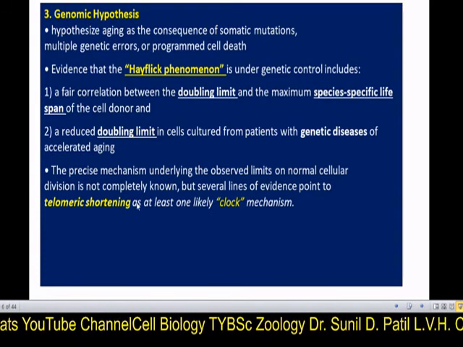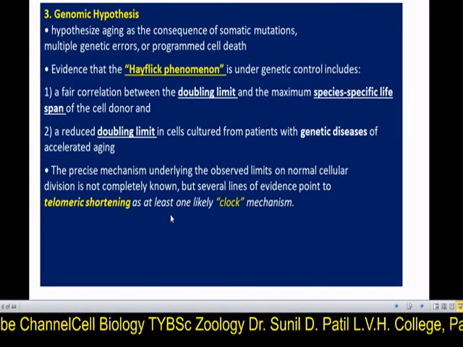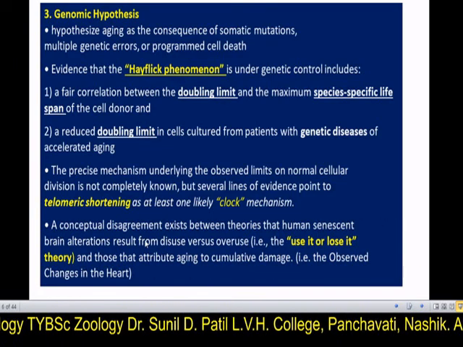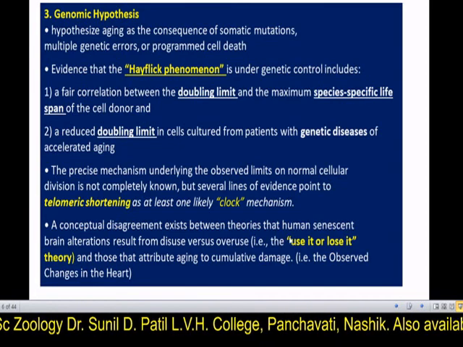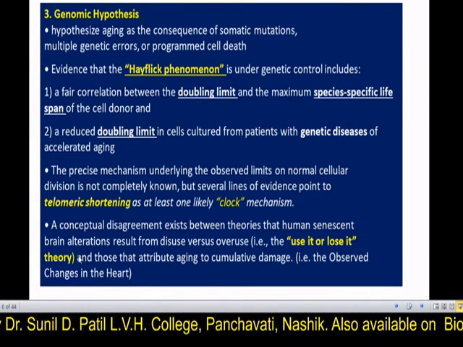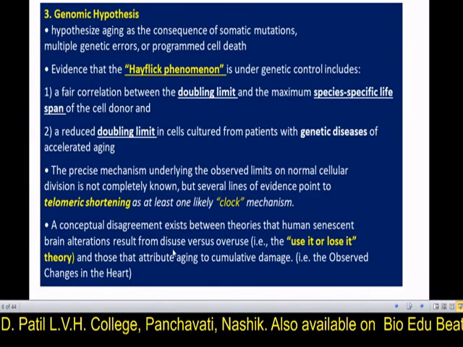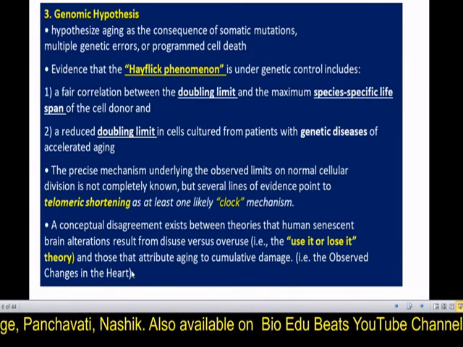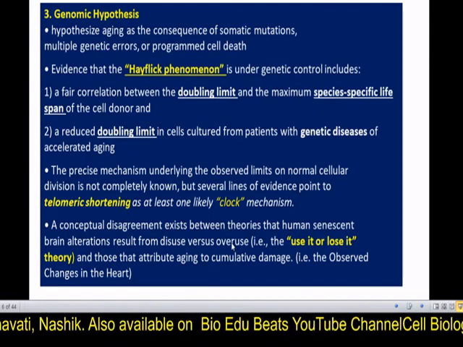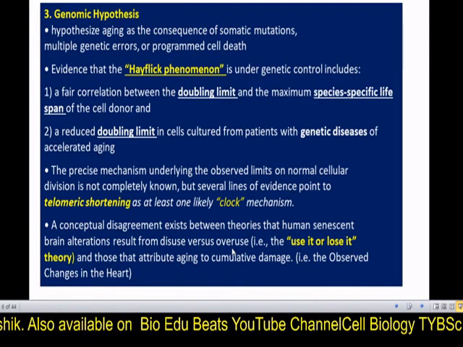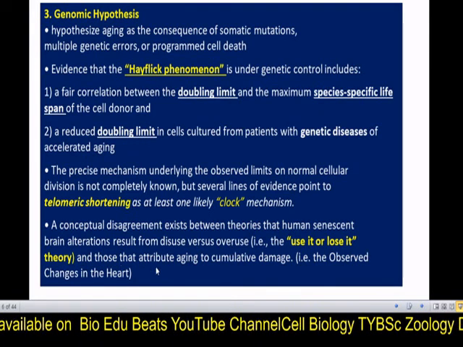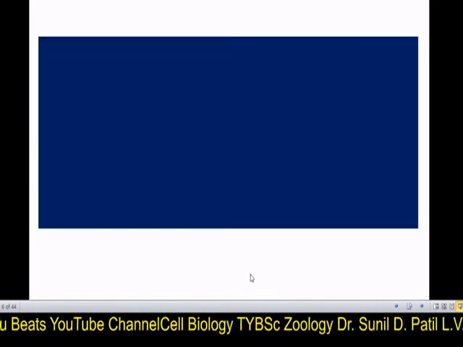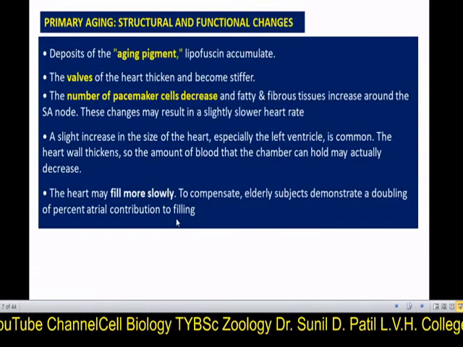We are going to see in detail what is shortening of telomeres, a likely clock mechanism. A consequential disagreement exists between theories that human senescence and brain alteration result from disuse versus overuse, the use it or lose it theory, and those that attribute aging to cumulative damage. Observed changes in the heart also are the result of this.